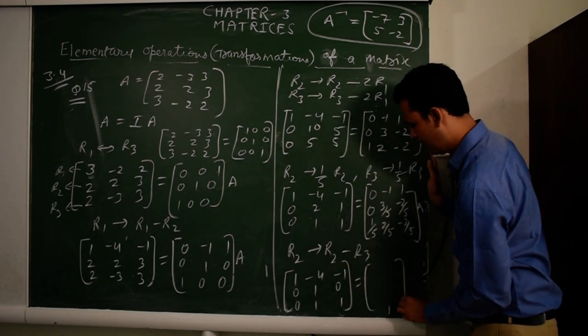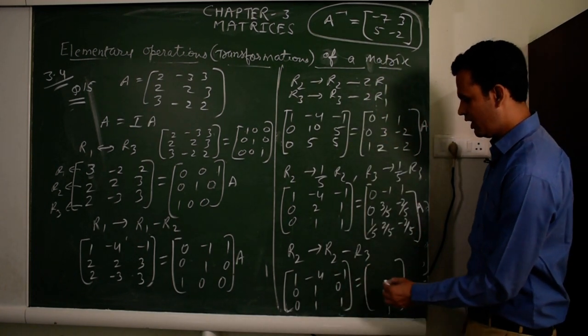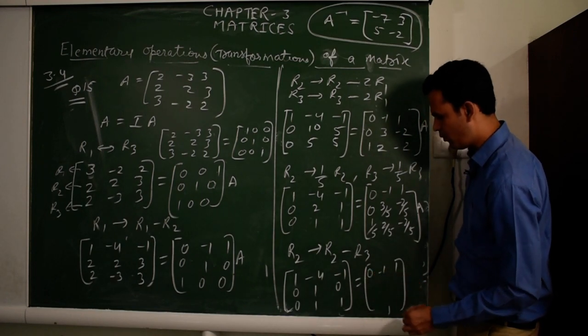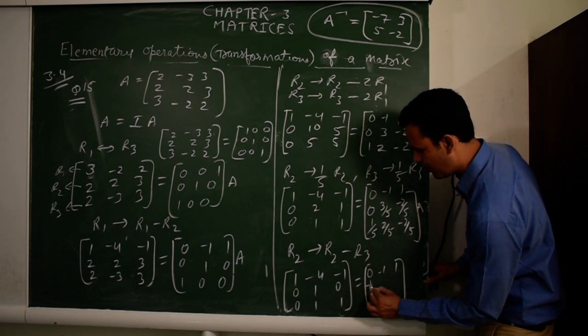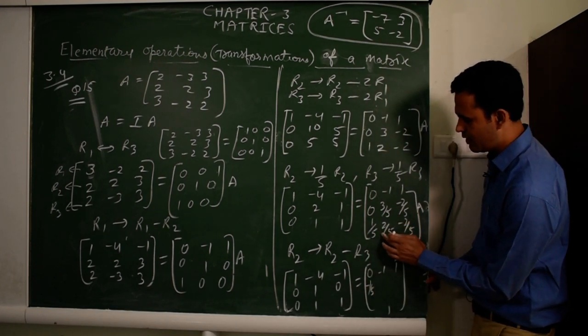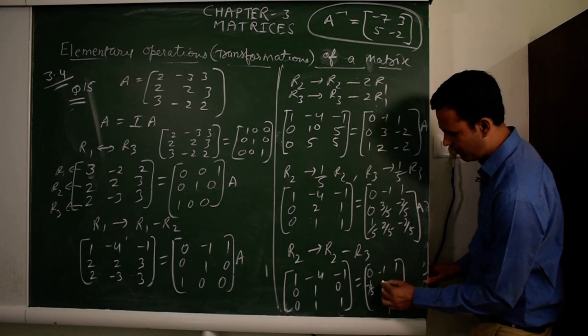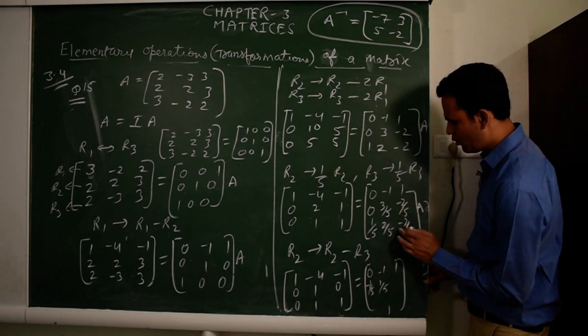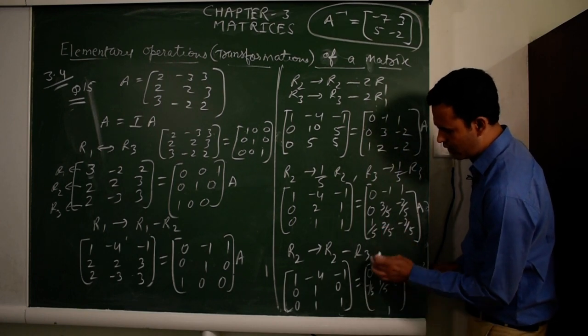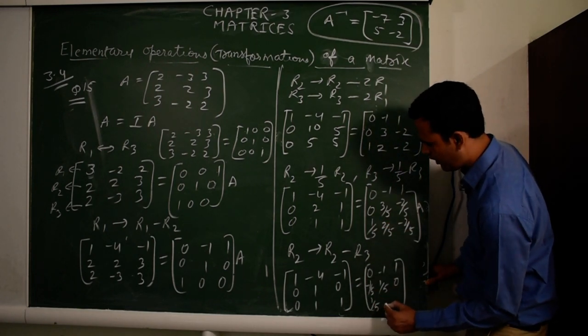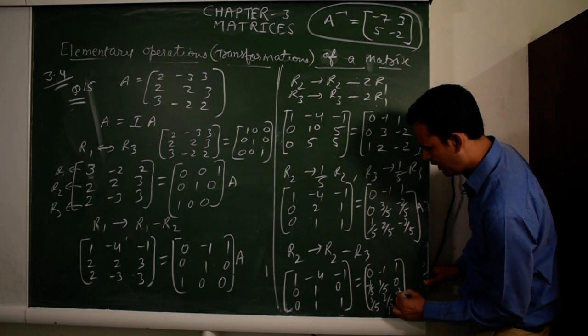Same changes here, no change in R1, so 0 minus 1 1. Change in R2, R2 minus R3 is minus 1 by 5, 3 by 5 minus 2 by 5, 3 by 5 minus 2 by 5, 1 by 5, minus 2 by 5 and plus 2 by 5 is 0. Then no change in R3, so it's 1 by 5, 2 by 5 and minus 2 by 5.